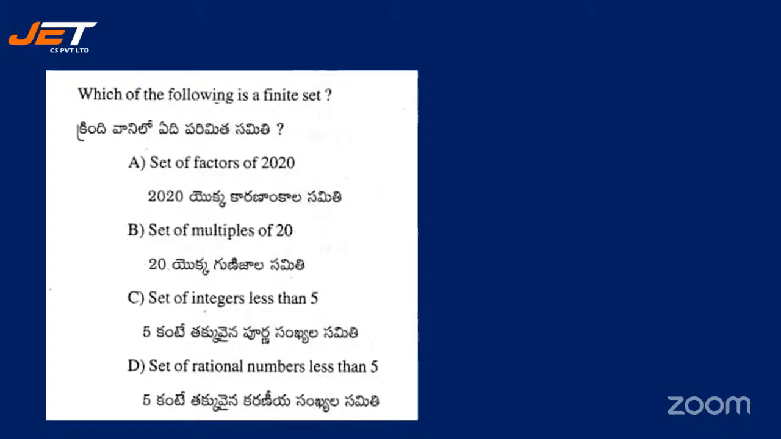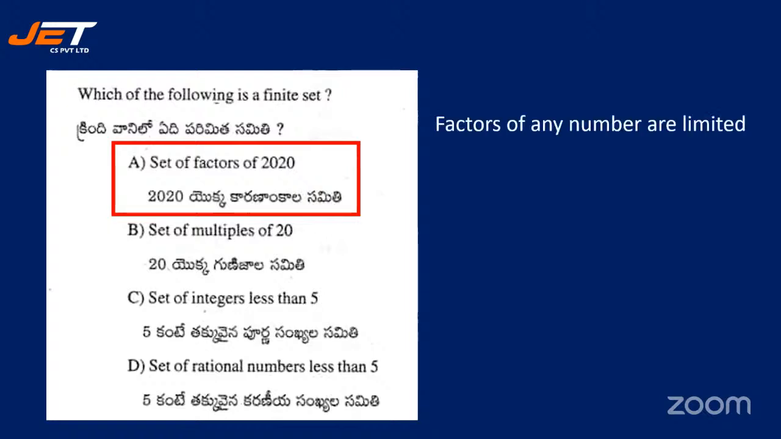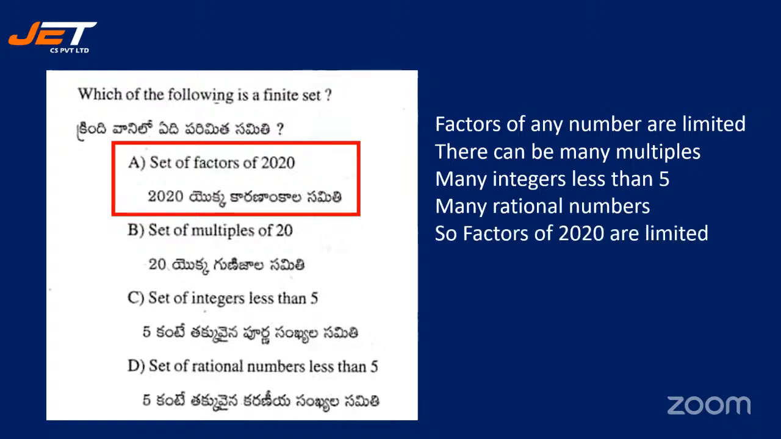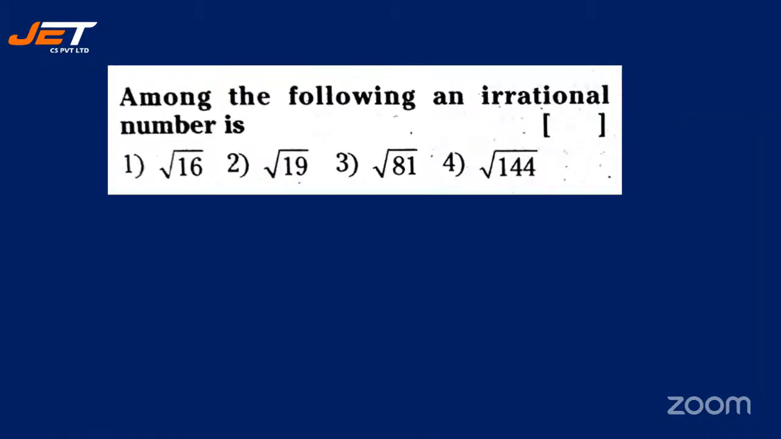So, which of the following is a finite set? Yes. So, the answer is A. Many of you have given me the set of factors of 2020, right? Factors of any number are limited. There can be many multiples, many integers less than 5, many rational numbers. So, factors of 2020 are limited. All right, see the next question.